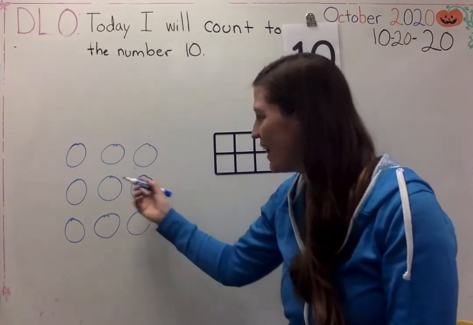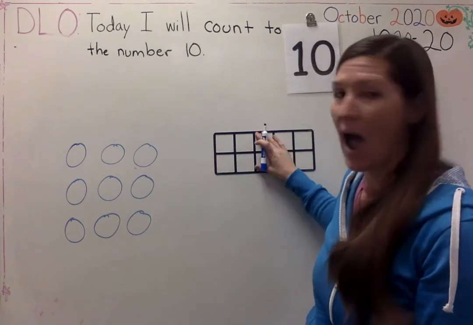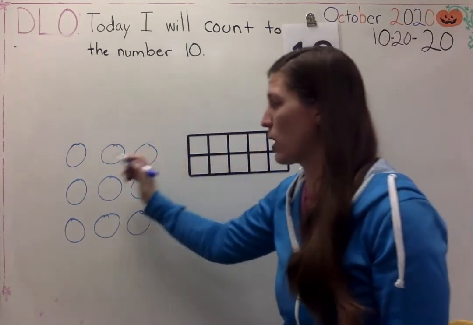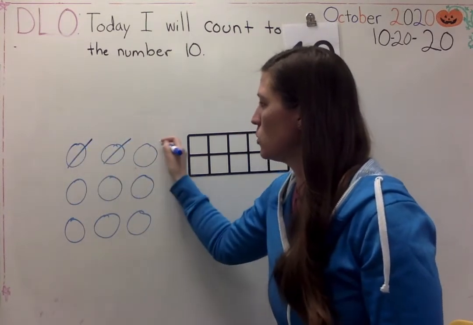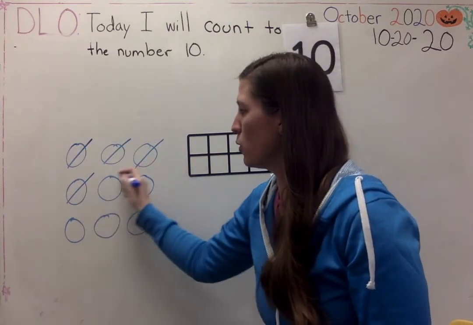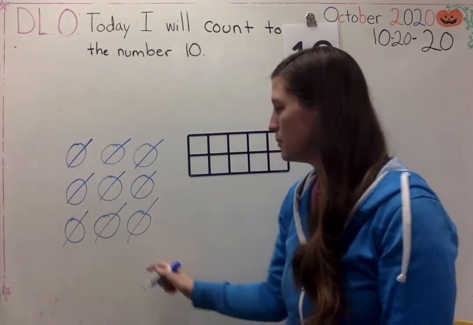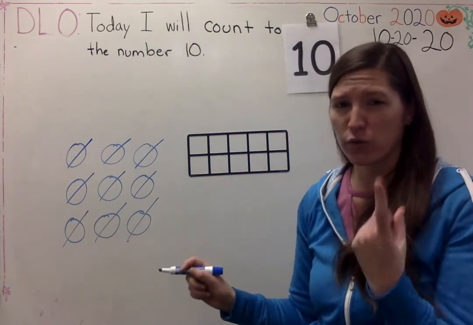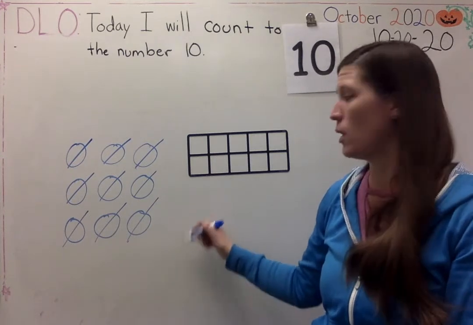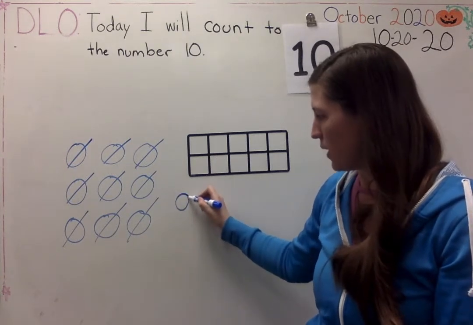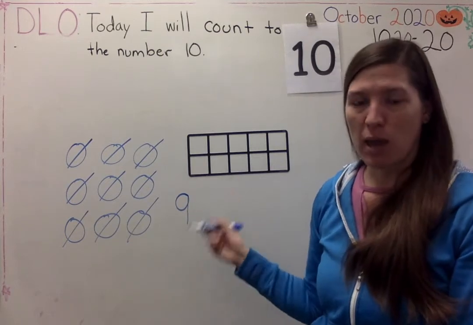I'm almost done. I'll do the strategy that I like to use, which is crossing off. So count with me. 1, 2, 3, 4, 5, 6, 7, 8, 9. I only have 9 here, but I don't want to forget how many I counted, so let's write the number. Make a loop and then a line. That's the way you make a 9.